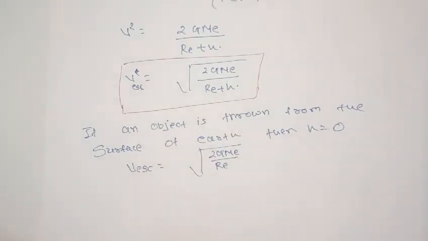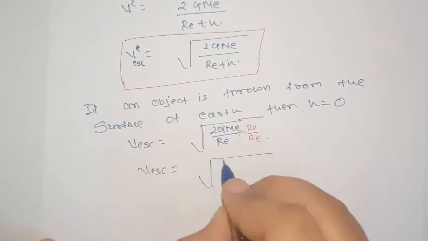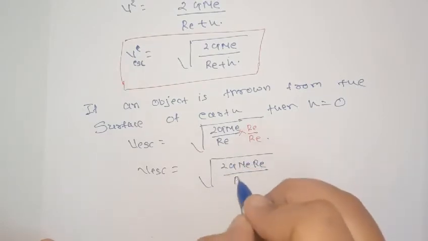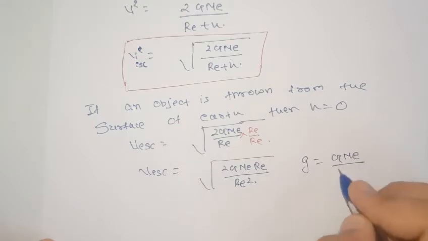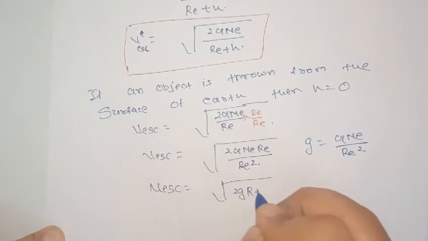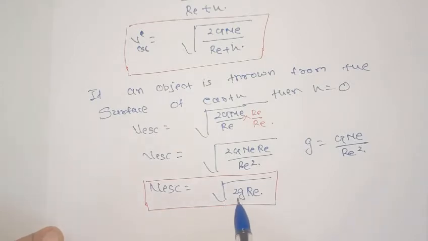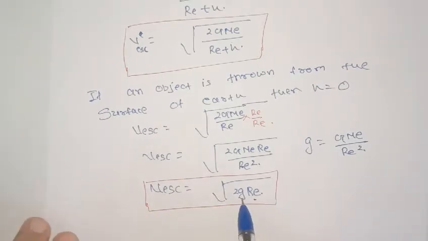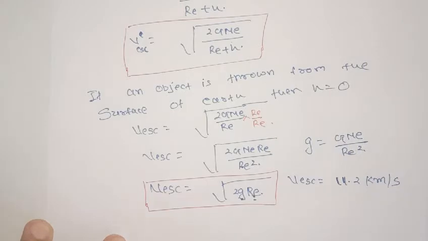If we divide and multiply this equation with R_e, then v escape can be written as under root 2 G M_e R_e upon R_e square. But G M_e upon R_e square is the gravitational acceleration on the surface of Earth. So we can write v escape is equal to under root 2 g R_e. Put the values of 2, g and R_e. g is 9.8 meter per second square, R_e is 6400 kilometer. We will get the value of v escape is equal to 11.2 kilometer per second approximately.